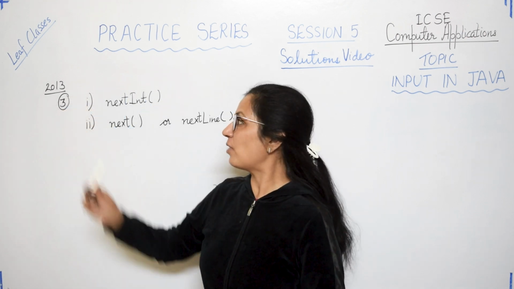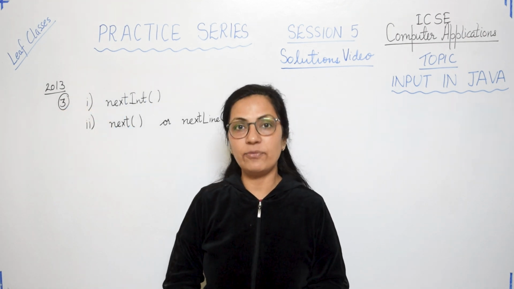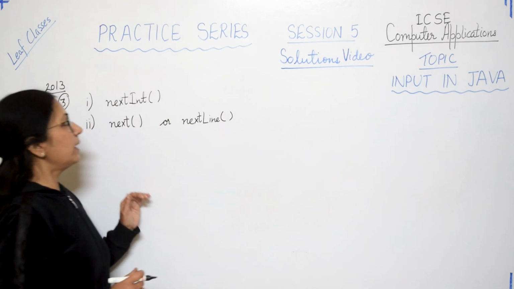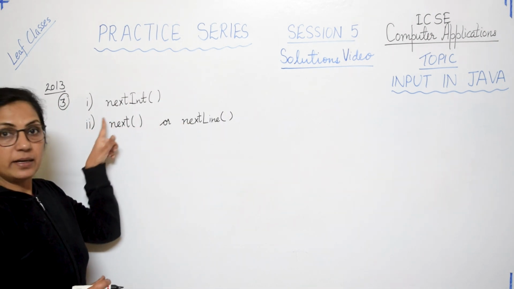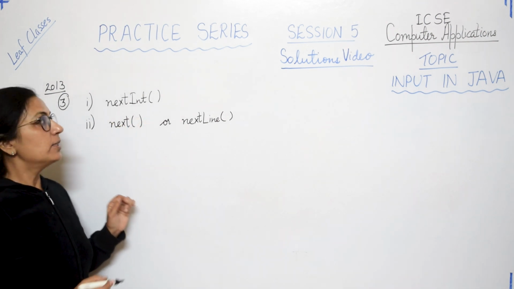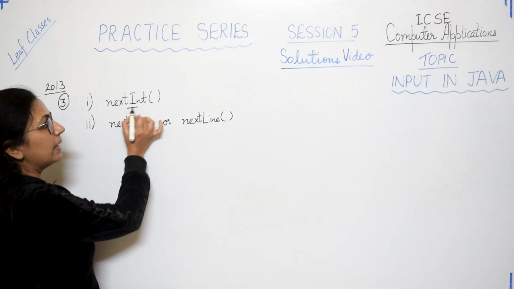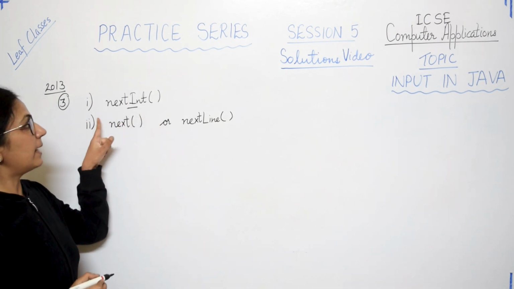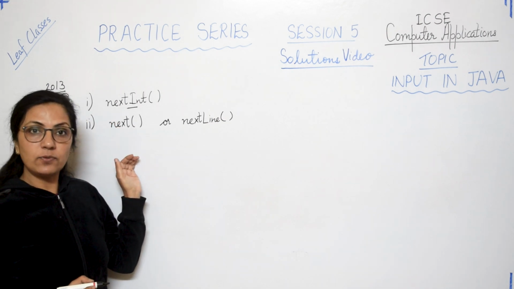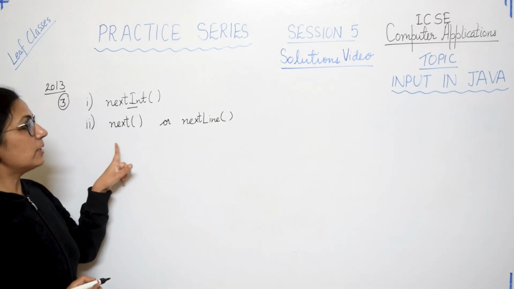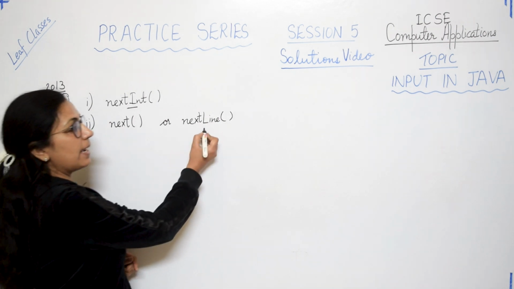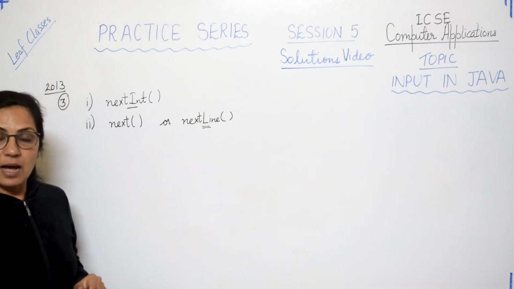Question number 3 is from year 2013. Here you have to mention the method names using scanner class. First one is for integer type data using standard input device. For that we use nextInt function. Children, always take care that I is always written in uppercase and there is no space in between the function name. The second one is for string type values, and for string values we use next and nextLine function. In nextLine, L is written in uppercase.